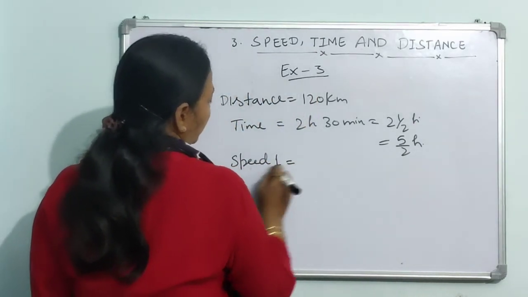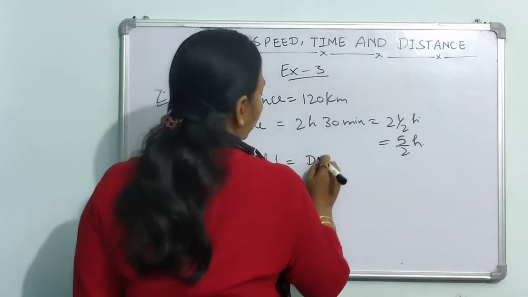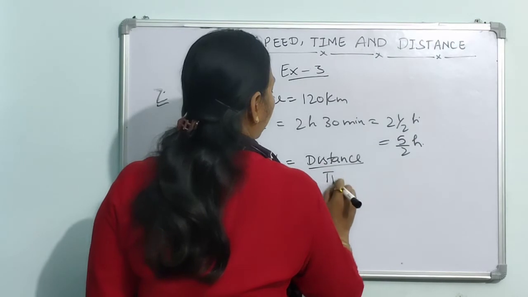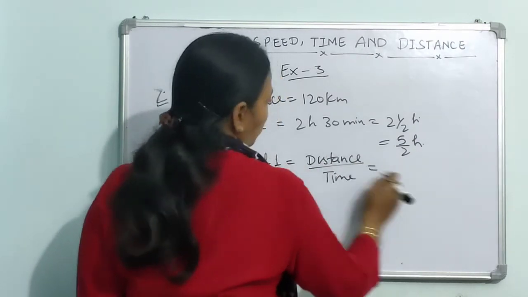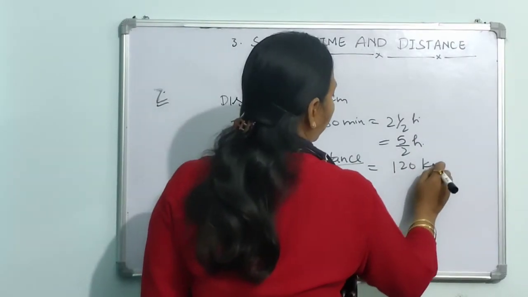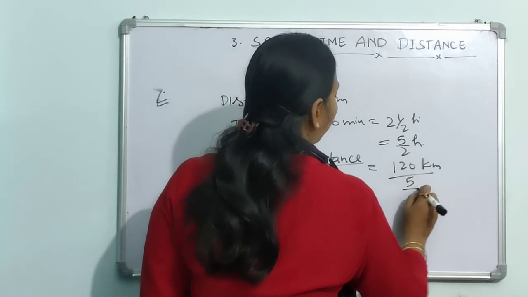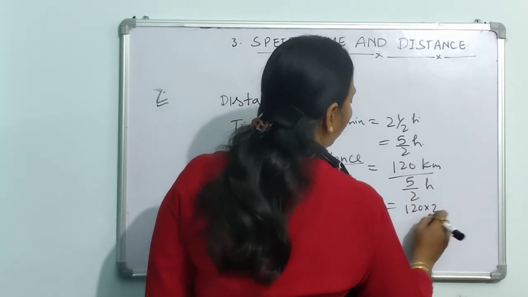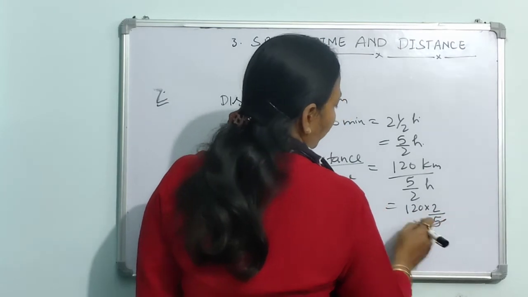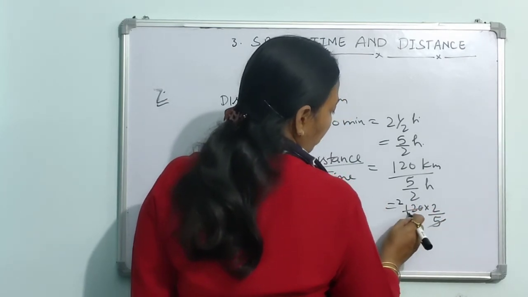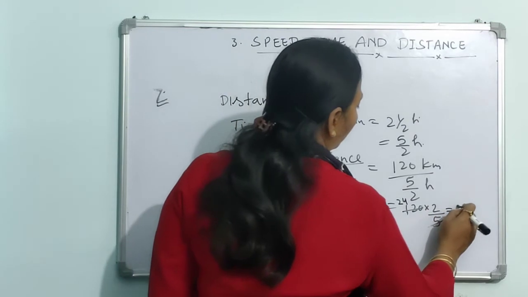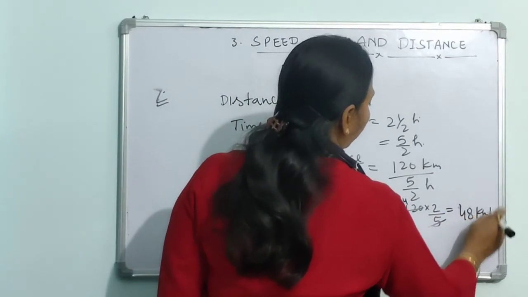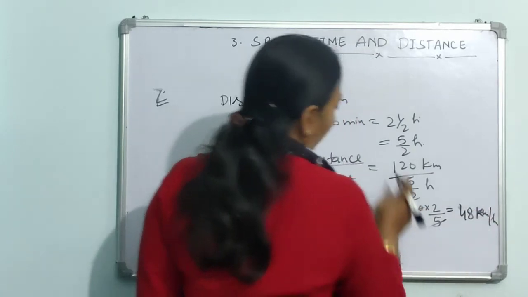Speed 1, first speed. So it will be distance upon time. Distance is 120 kilometer and time is 5 by 2 hours. So 120 into 2 by 5. With 5 you will cut, 5 2s are 10, 4s are 24, 2s are 48 kilometer per hour. This is speed 1. I hope it is clear.